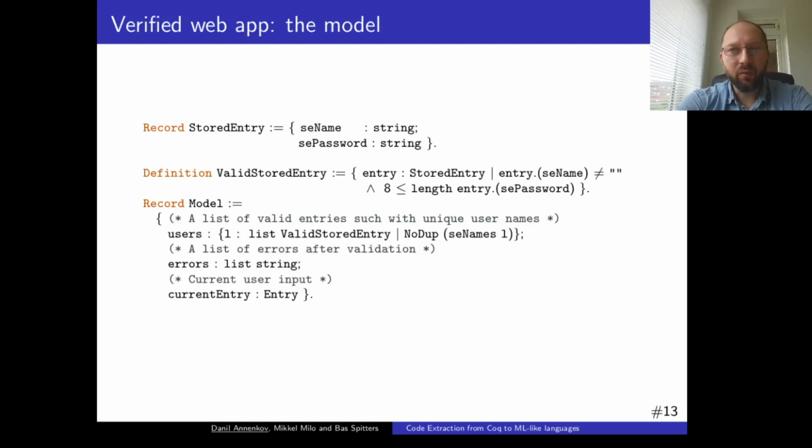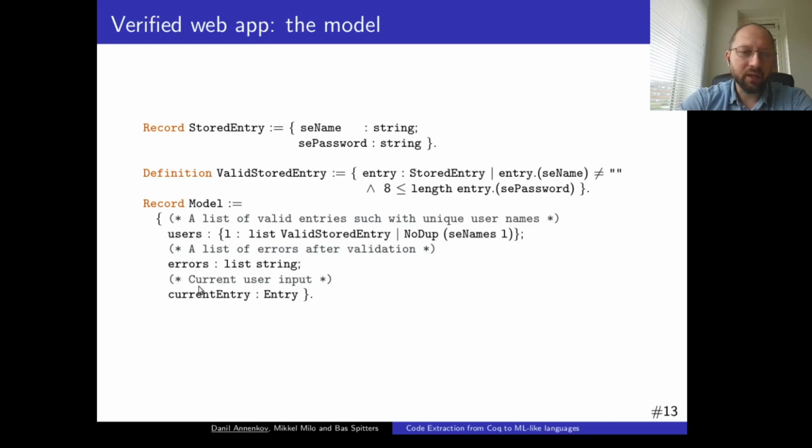That's how the model for our web application is defined. First of all, we define the type of stored entries, which consist of a name and a password, and afterwards we define what it means for the entry to be valid. A valid entry is an entry with a non-empty username and a password which is longer than 8 characters. Then the model is a list of users such that each user is represented by a valid entry. Moreover, this list does not allow duplication of usernames.